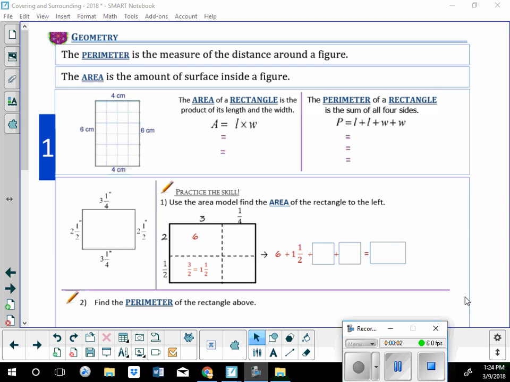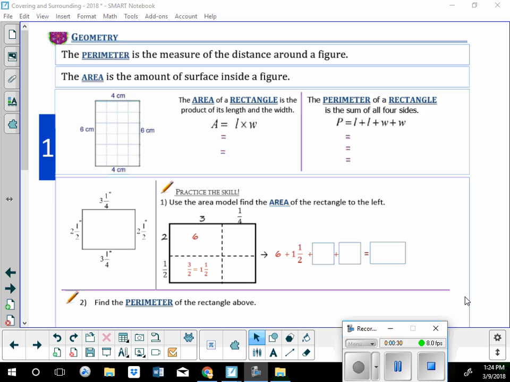Our goal today is to be able to find both the area and the perimeter of composite shapes. Now, when I say composite shapes, I mean shapes that are made up of other shapes. So you might see a shape that's made up of several rectangles, or a rectangle and a triangle, and maybe a parallelogram.